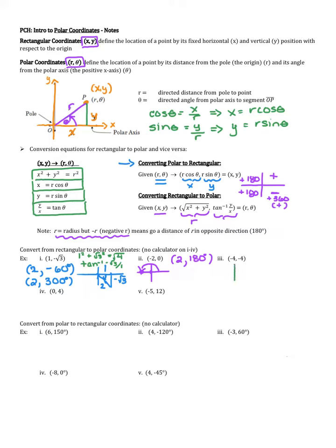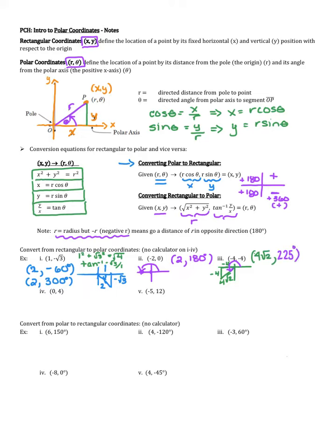So here I have negative 4, negative 4. So negative 4, negative 4 would look like this. So we know that my hypotenuse will be 4 rad 2 because this is a 45, 45 triangle. So my radius will be 4 rad 2. And since it is a 45 degree angle in the triangle, that means I'm going to be 180 plus 45, which will give me 225 degrees.